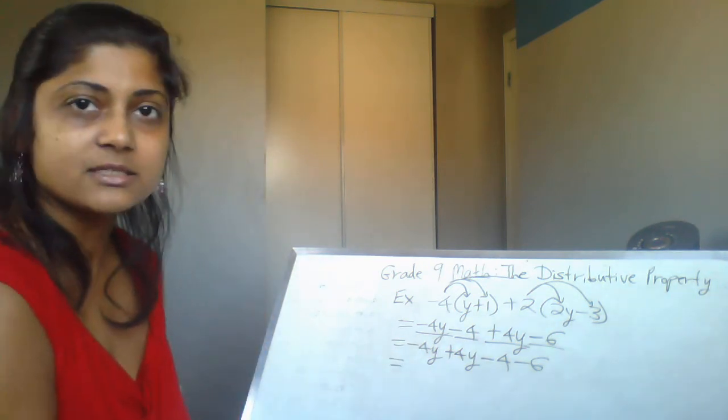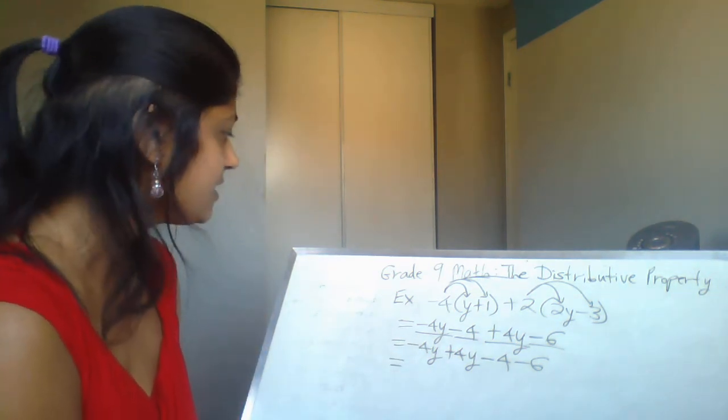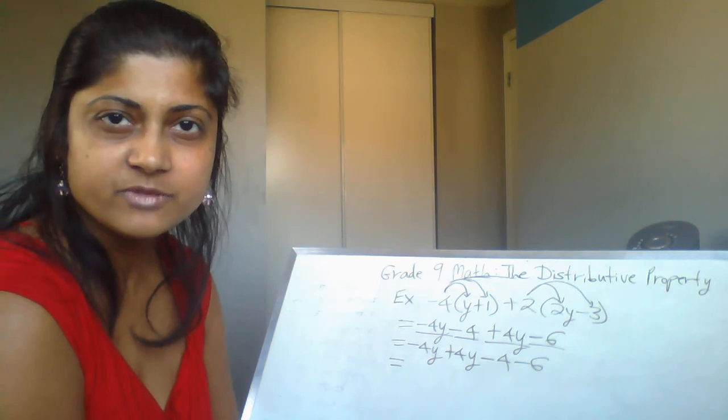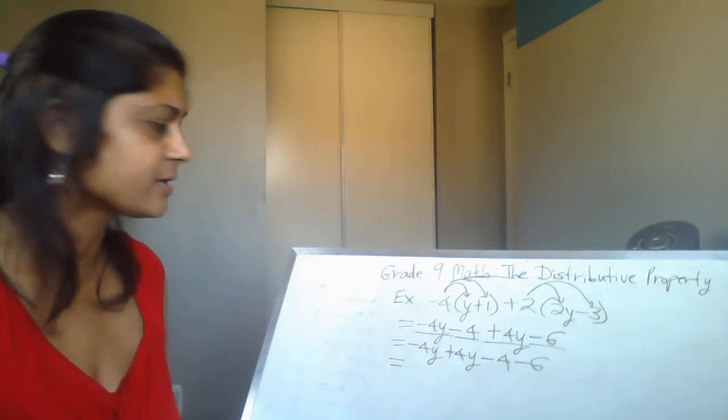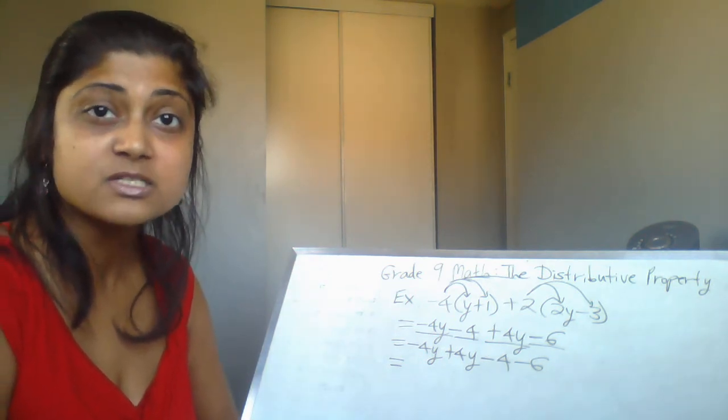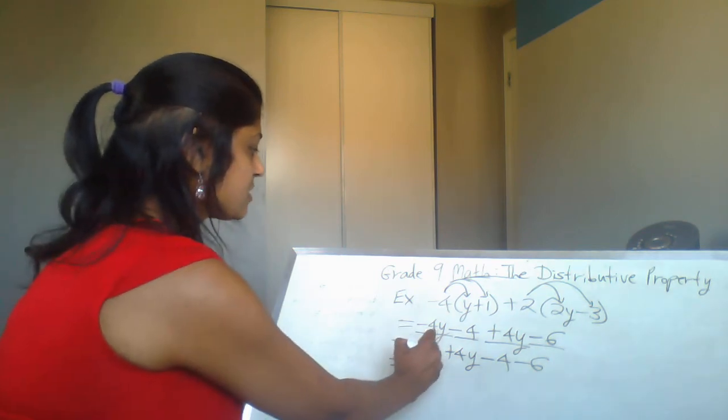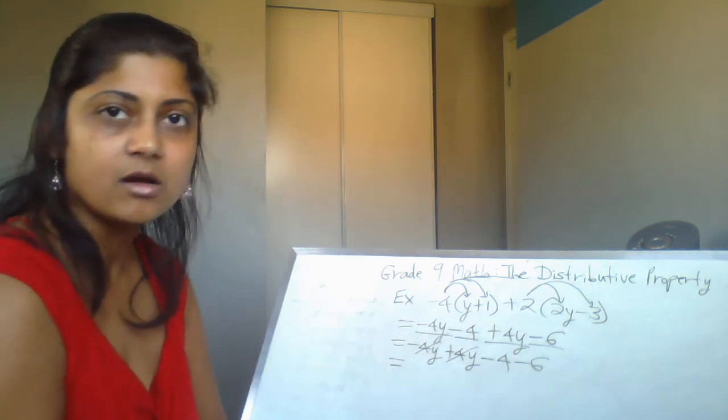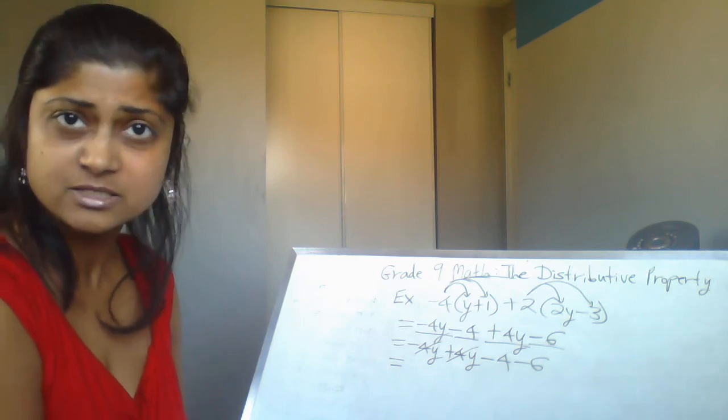So if you look at the terms here for the y, whenever you have a negative and positive number, they just basically cancel out. So this is negative 4y plus 4y, which is 0. So I'm just going to make a line through it. It's just gone. I don't need to put it in my final answer.